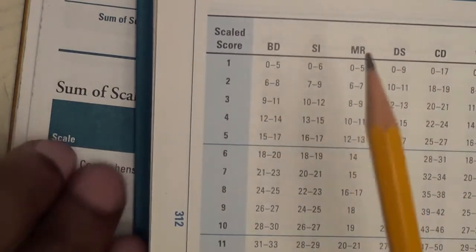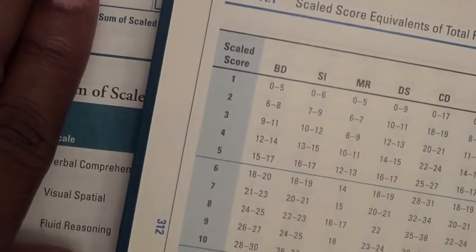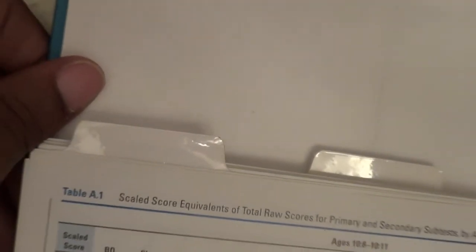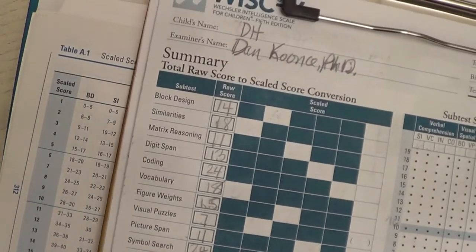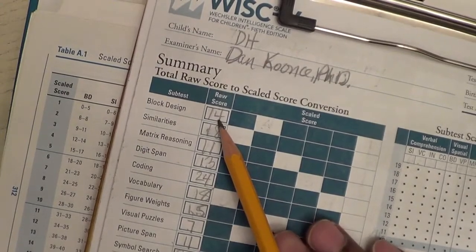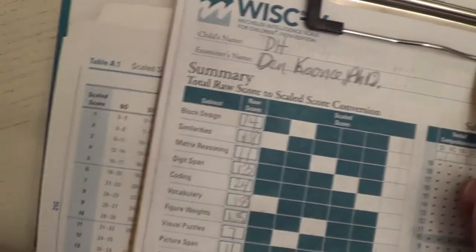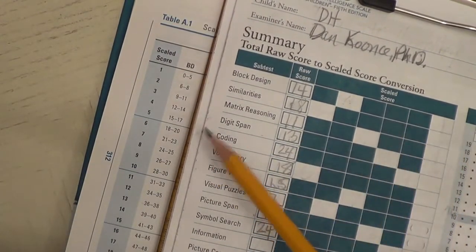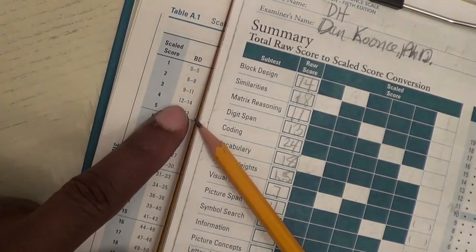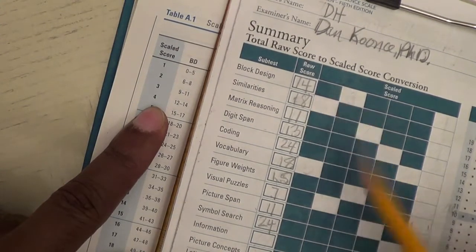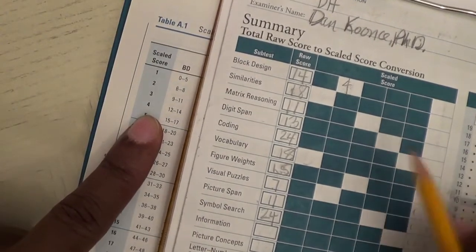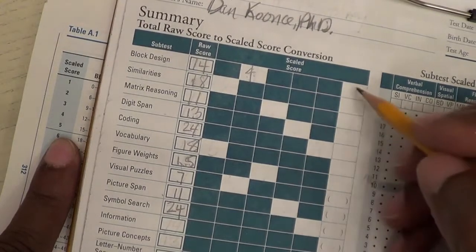So if we remember from our administration, this young man earned a block design score right here of 14. Block design 14. And if we look right here, we're going to find 14. That's associated with a scaled score of 4. So where do we write that number? We write it in the white box across from block design, 4. And then we carry that number across over here, 4.